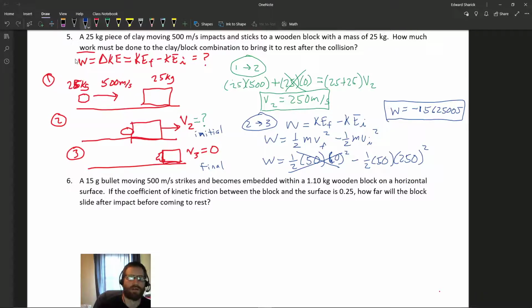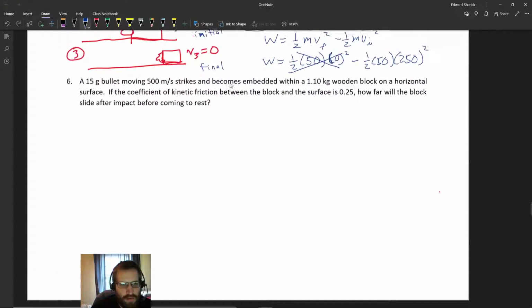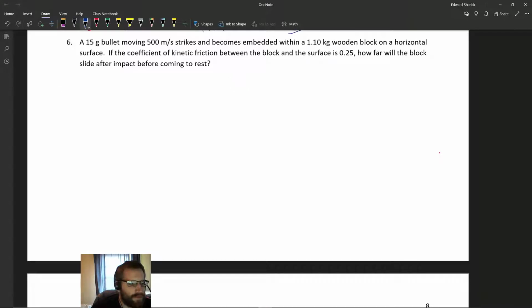And this is just because of the insane amount of velocity that this thing has and for how massive it is. Yeah, this is kind of an unreasonable problem to actually think about doing in real life. But yeah, this amount of energy, that's a lot of energy. All right, moving on. And this will be our final problem for today.